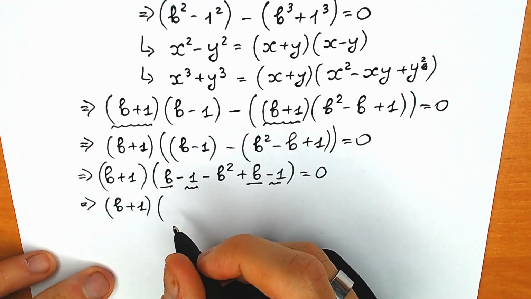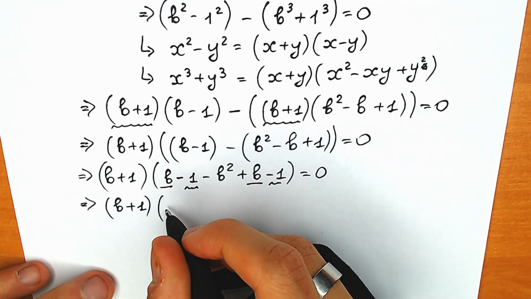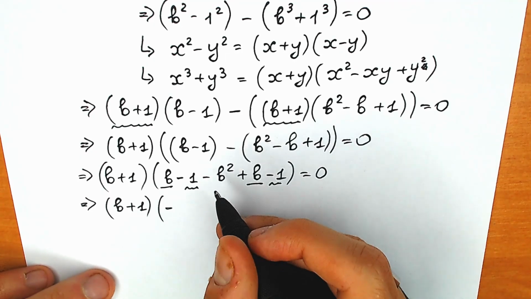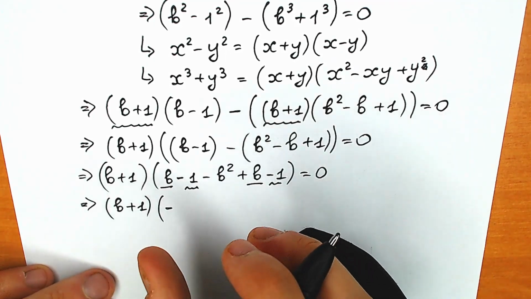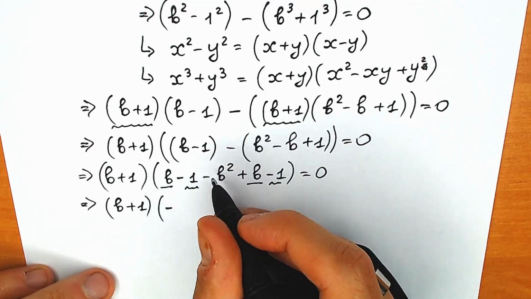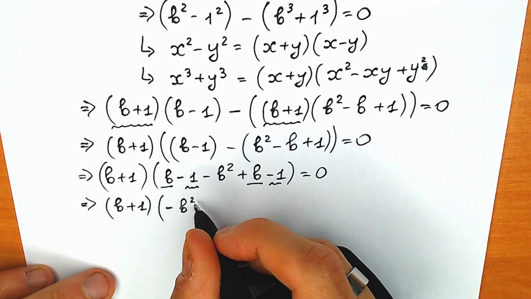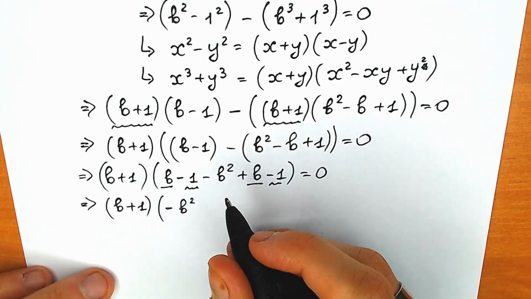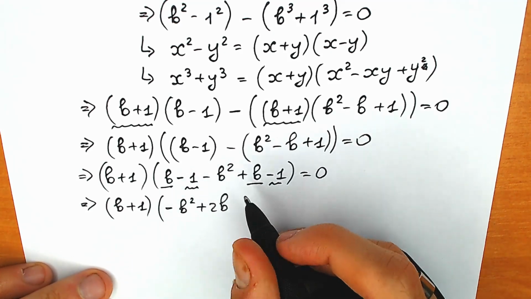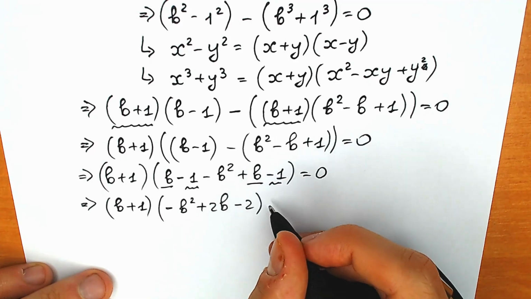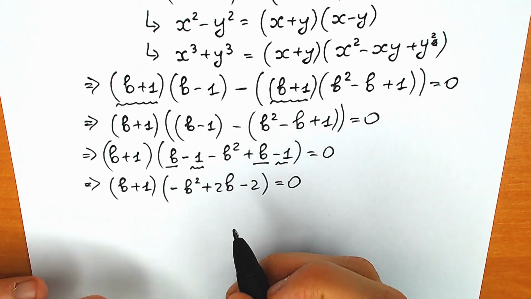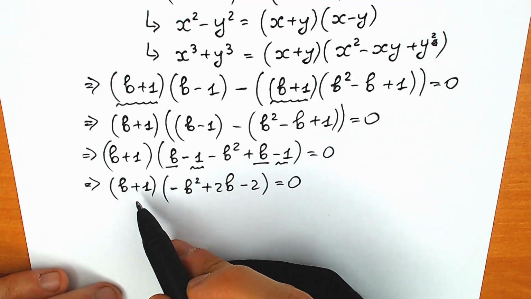And in another parenthesis, we start with minus b squared because it looks like a quadratic equation. Here we have the second power. This is the highest power, so it means that we group it in terms of a quadratic equation, ax squared plus bx plus c. So let's start with b squared. So minus b squared. What do we have right here? B and b. We have plus 2b, and minus 1 equal to minus 2. So we have minus 2 and equal to 0.